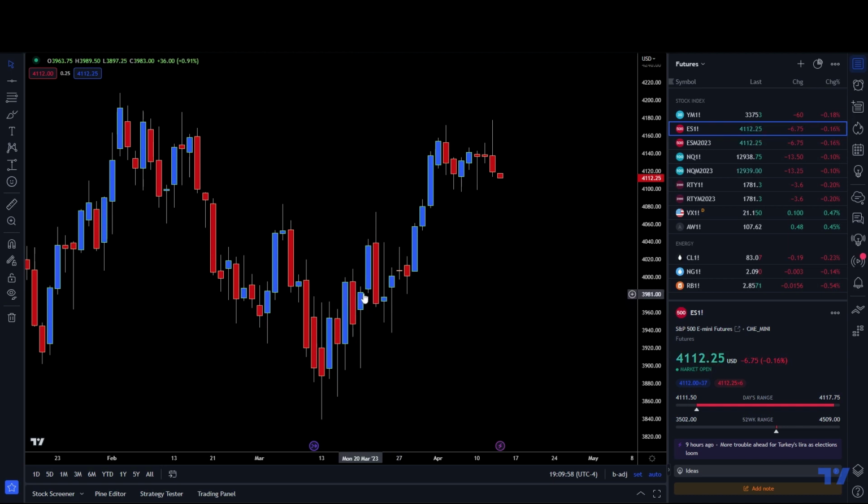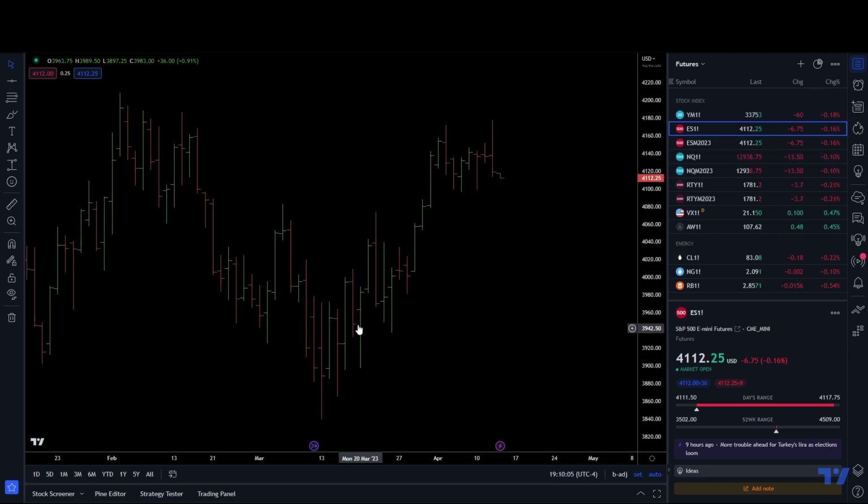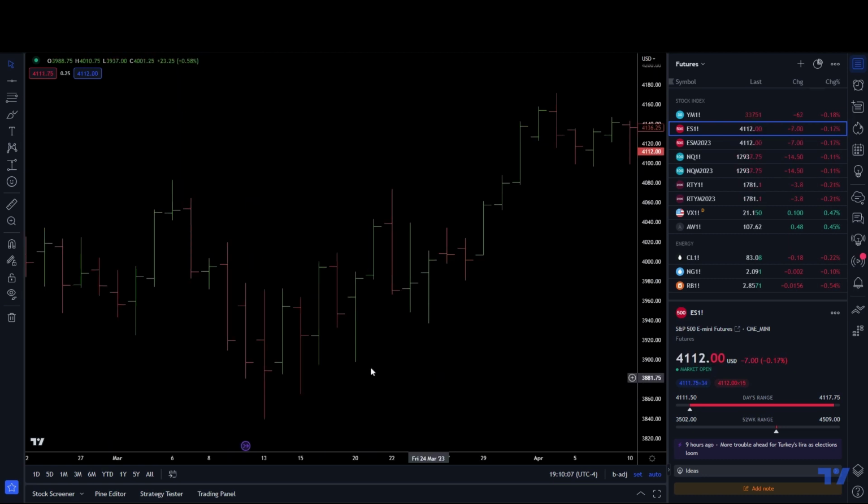So this is a hammer. What's a hammer? Well, basically, if you go here, and this is what price action trading is all about. So let me zoom in here. So you have a day where this is the opening price, this is the closing price.